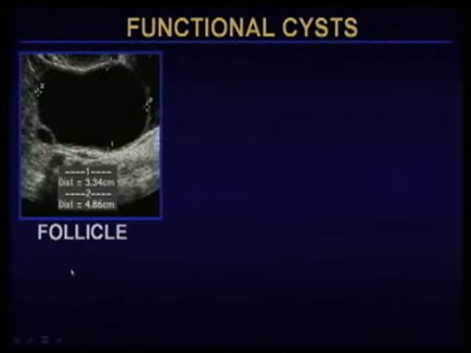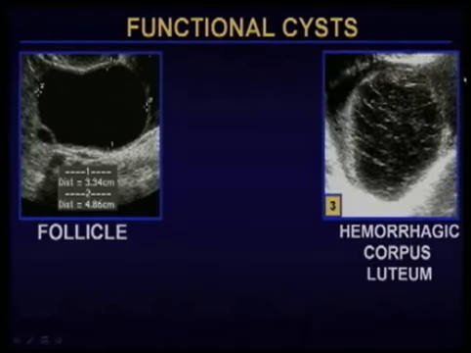So here we have a functioning follicle. It measures roughly 3 by 5 centimeters. It's simple, and given time, usually a few months, this should involute. Here we have one of the appearances for a hemorrhagic corpus luteum. This is associated with increased progesterone, and also given a few months, this will involute.